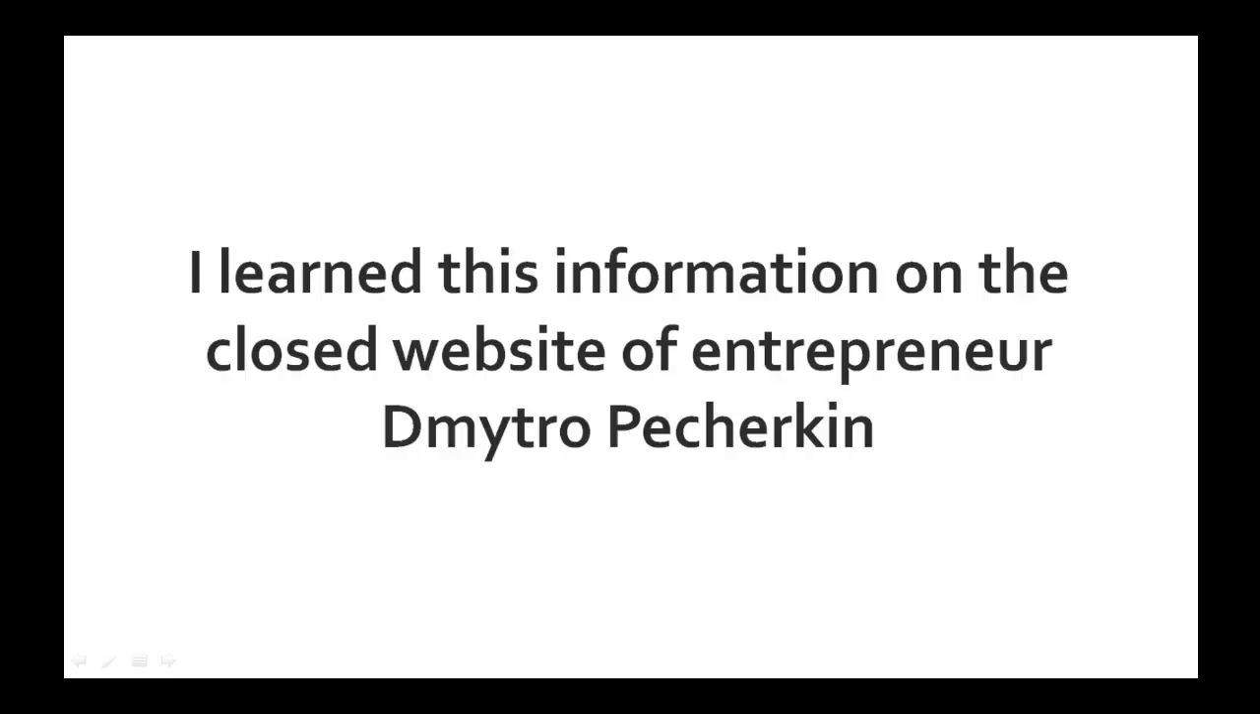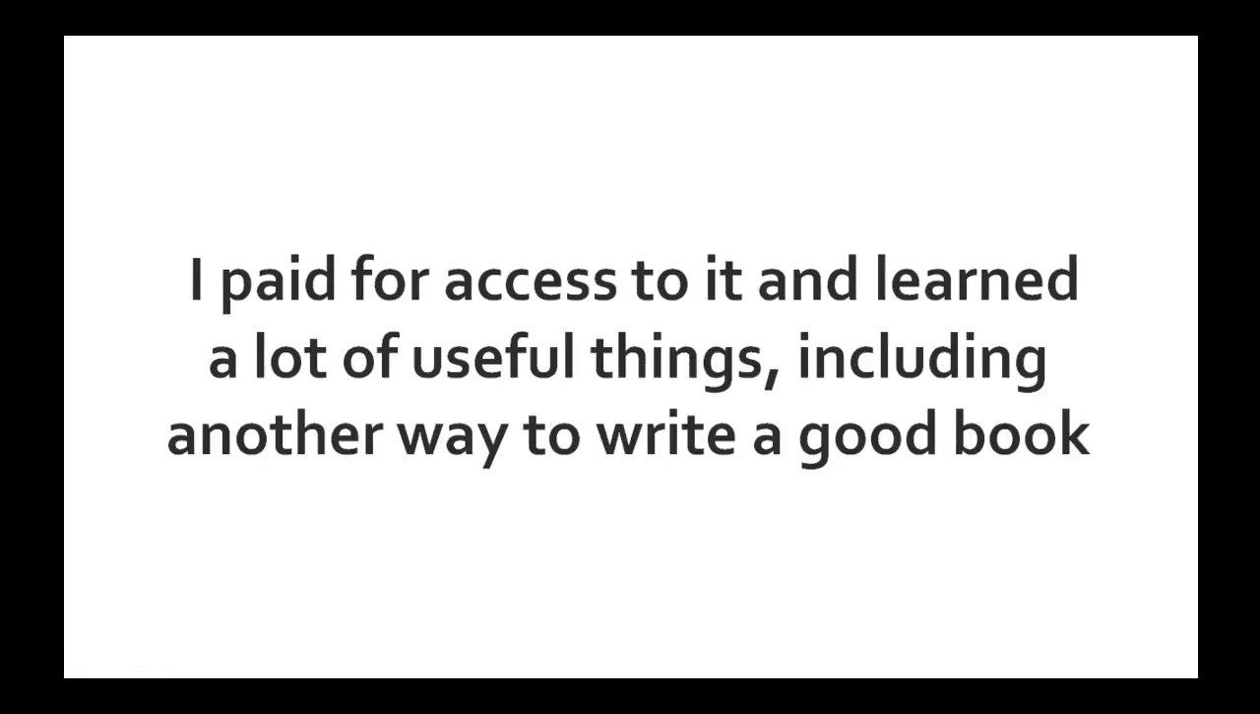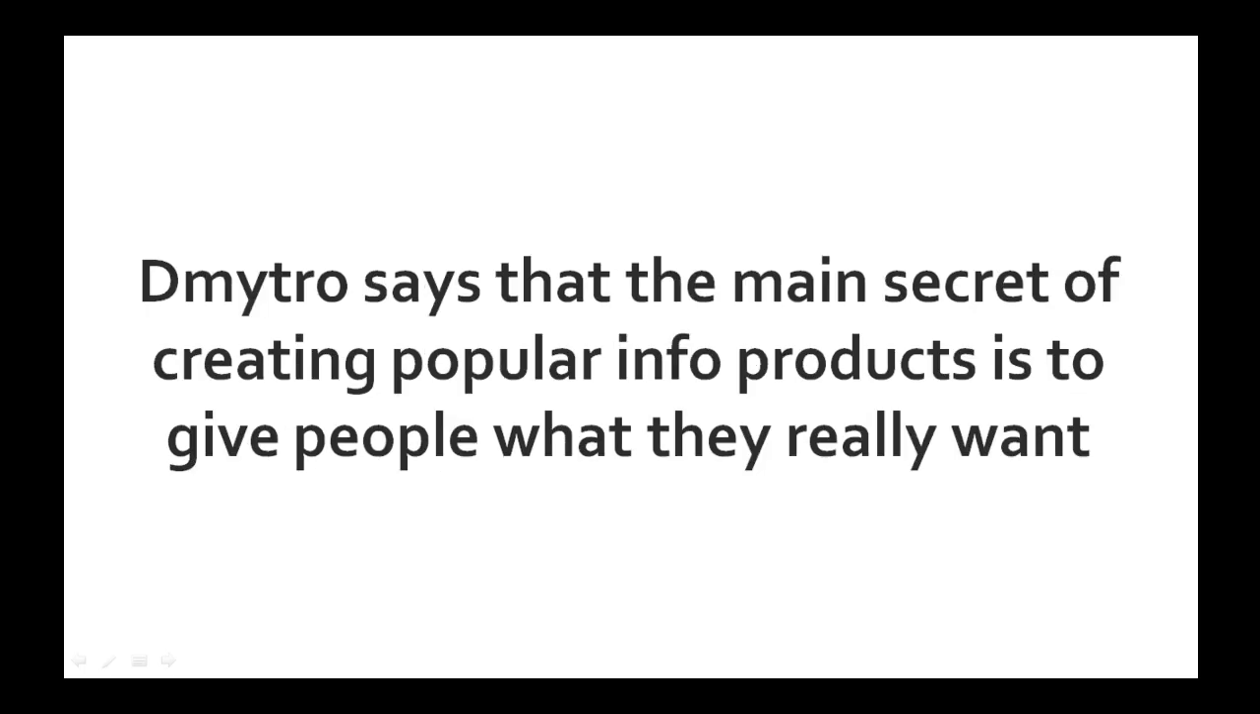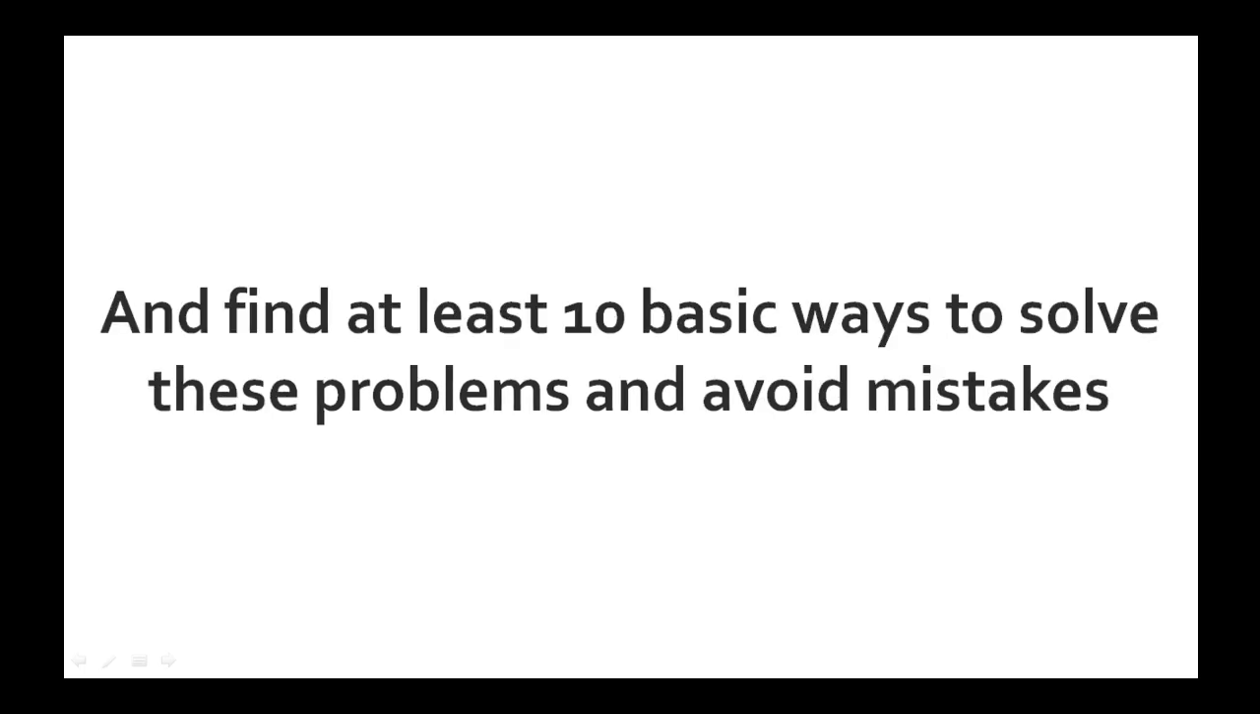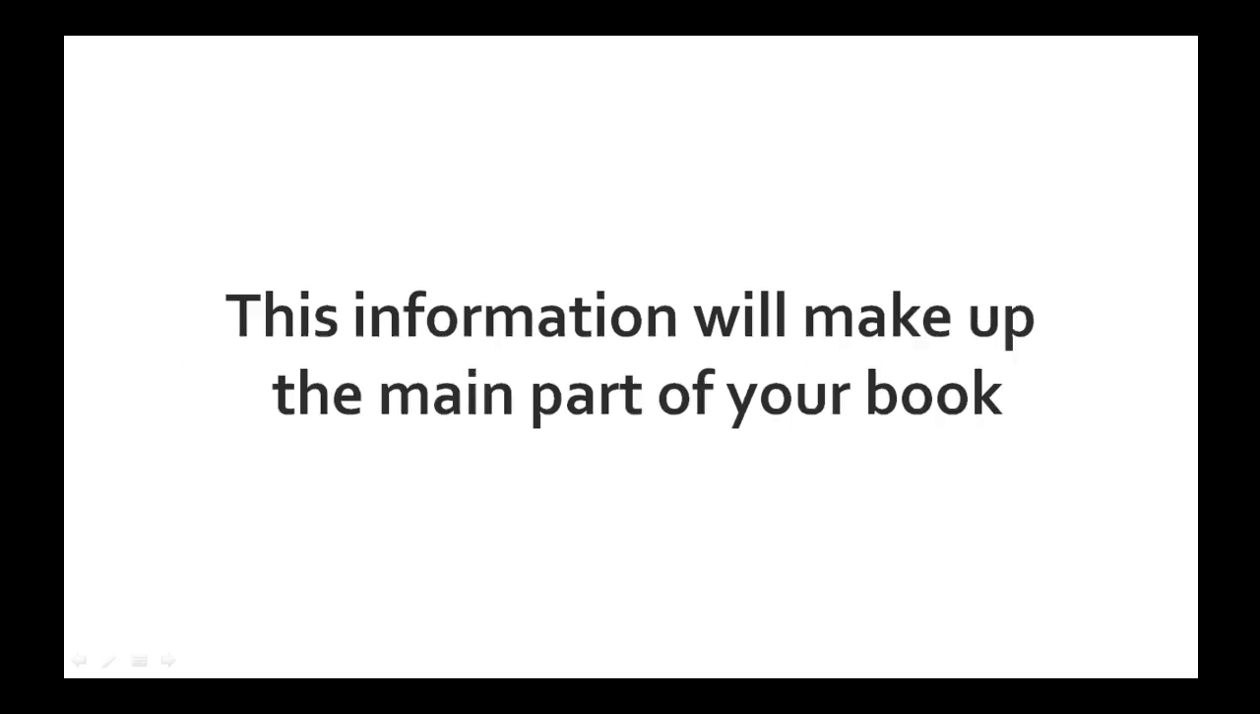Method number 2. I learned this information on the closed website of entrepreneur Dmytro. I paid for access to it and learned a lot of useful things, including another way to write a good book. Dmytro says that the main secret of creating popular info products is to give people what they really want. And for this you need to identify and write down in a notebook at least 10 main problems and mistakes that your target audience faces, and find at least 10 basic ways to solve these problems and avoid mistakes. This information will make up the main part of your book.